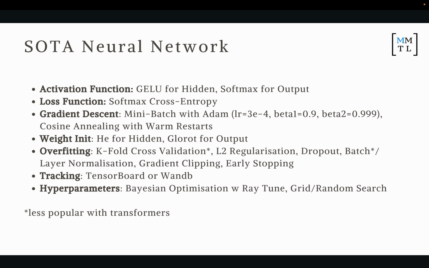For overfitting, generally use k-fold cross-validation for neural networks. This strategy is not really used for transformers. L2 regularization, dropout, batch and layer normalization. Again, batch is not widely used for transformers, but layer can be. Gradient clipping and early stopping. And then for tracking, the gold standard is either TensorBoard from PyTorch or WANDB, weights and biases, which is very popular right now. And hyperparameters is usually Bayesian optimization with Ray Tune, which is a company thing, or grid and random search for most other people.